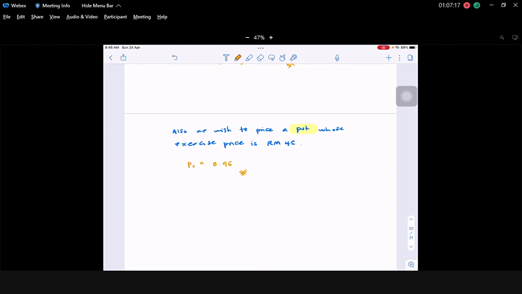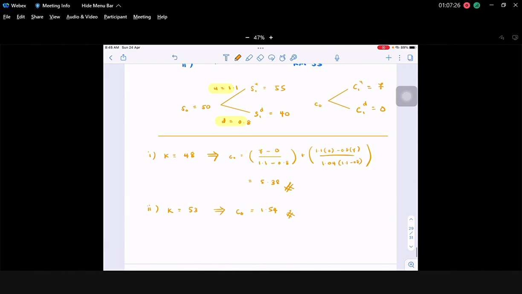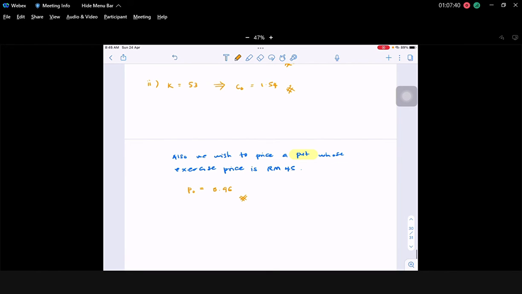Doktor, yang ni kira ikut formula mana? Yang ni untuk put option lah. So untuk put option, so instead of ST minus K tadi, so of course dia punya payoff adalah K subtract dengan ST kan. Okay, so cuba tengok macam mana kita boleh tentukan put option price dekat sini. Okay, so K equal to 45.